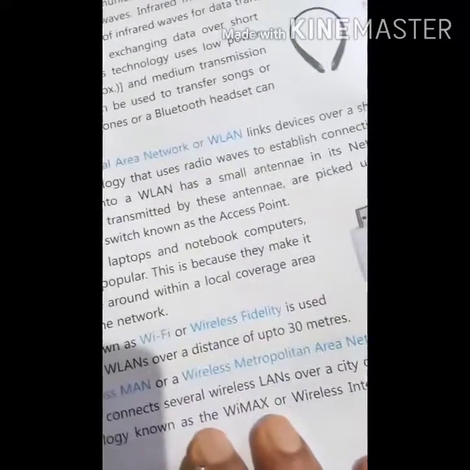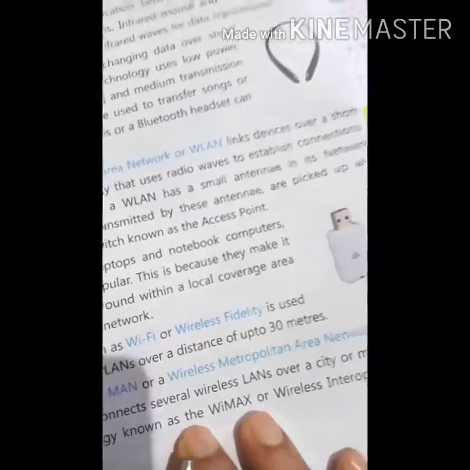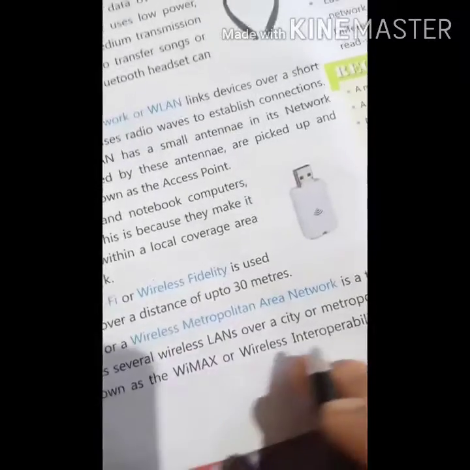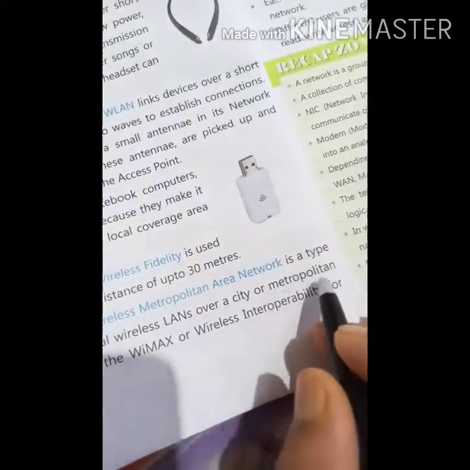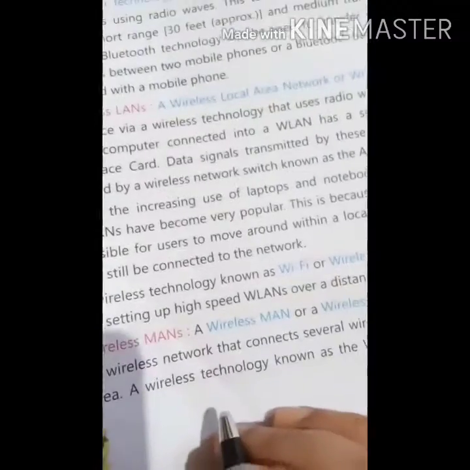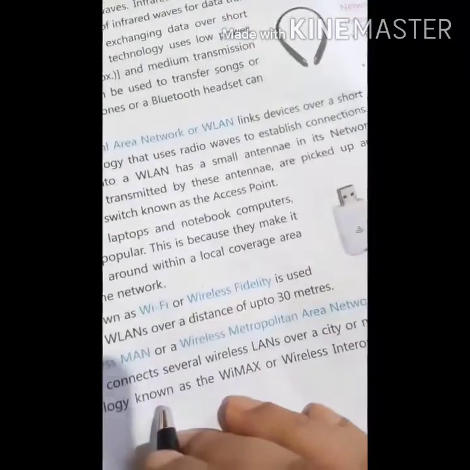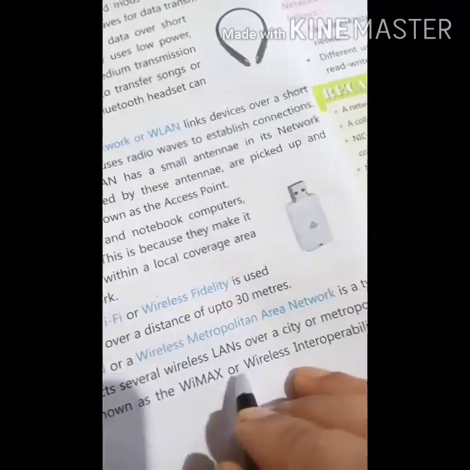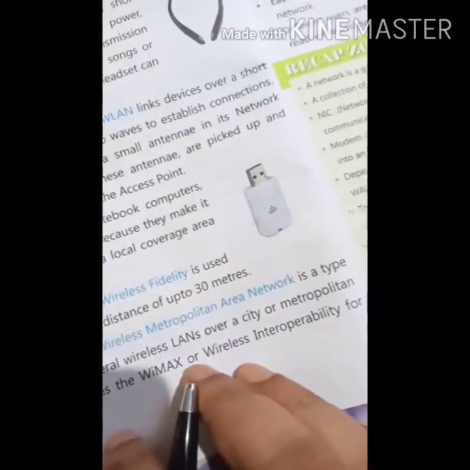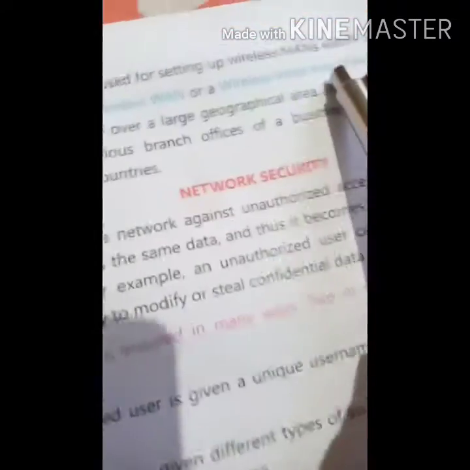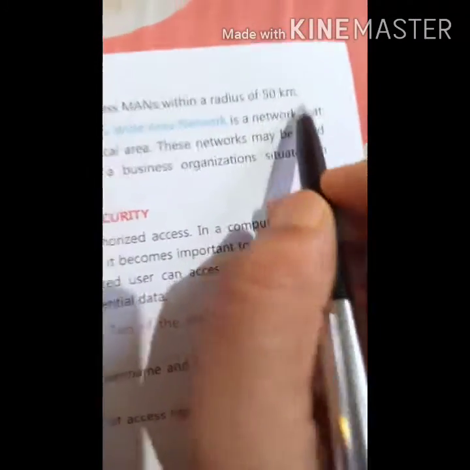Wireless MAN may be spread in a city. It is larger than a LAN. It may be spread in a city or in a metropolitan area. And the wireless technology known as WiMAX, or Worldwide Interoperability for Microwave Access, is used for wireless MAN. This may be spread over 50 kilometers.